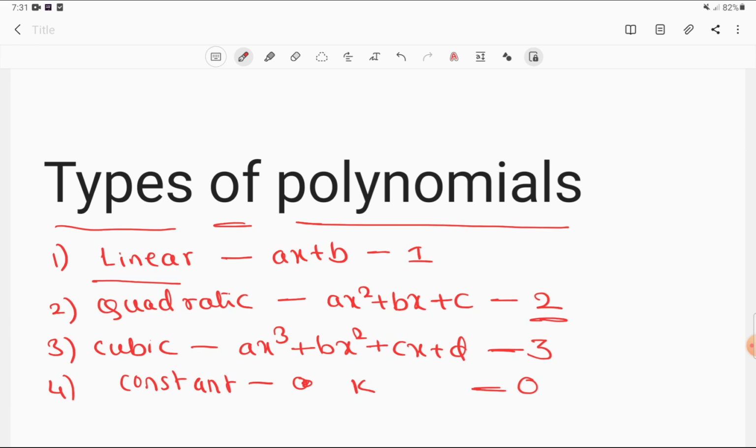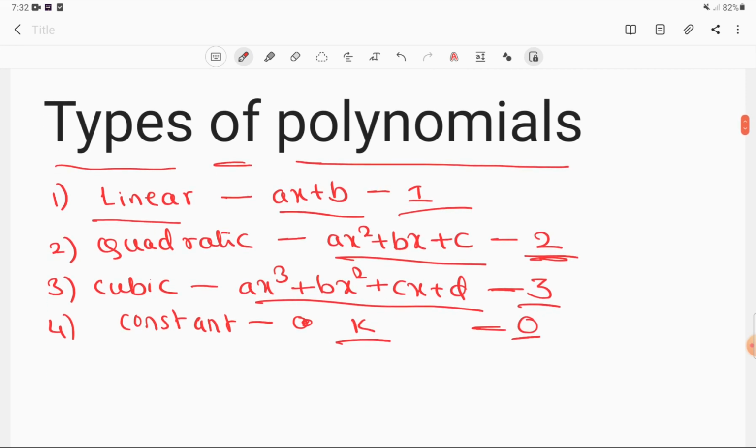So there are mainly 4 types of polynomials. First is linear, second is quadratic, third is cubic, fourth is constant. Which type of question is asked in examination? He asks the general form, or he can ask the degree. What is the degree of quadratic or linear or cubic? This type of question he can ask in examination. So these are the types of polynomial.